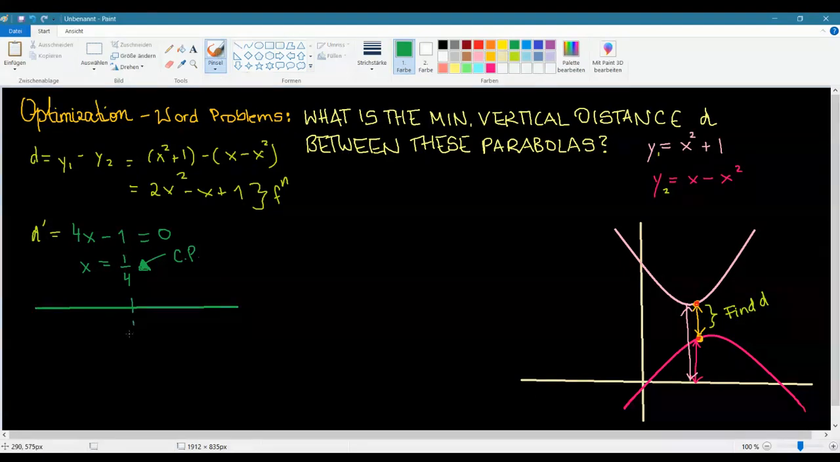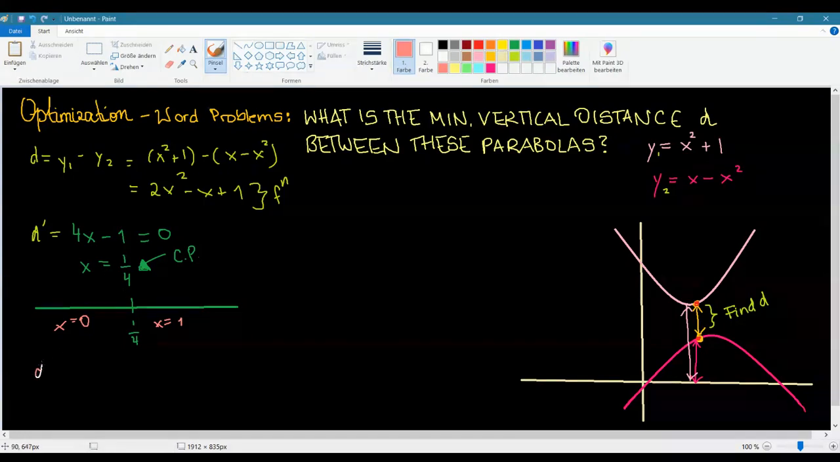This is 1/4. So what we're going to do is take x equals 0, and take x equals 1. And we're going to test them. Note, we are not going to test them on the original function d. We're going to test them on d prime, right? Because we're testing the positive and negative slope.